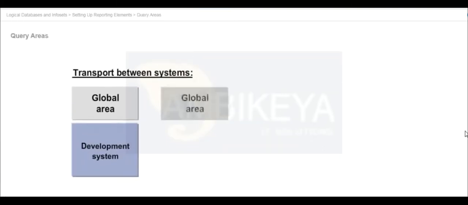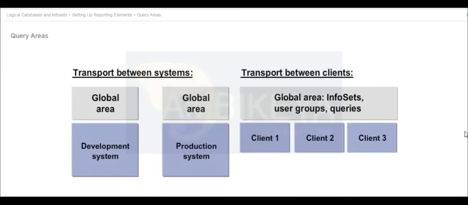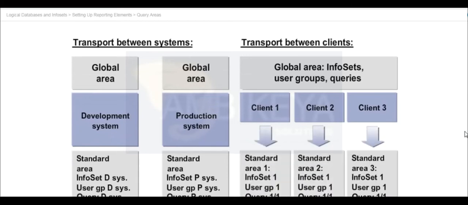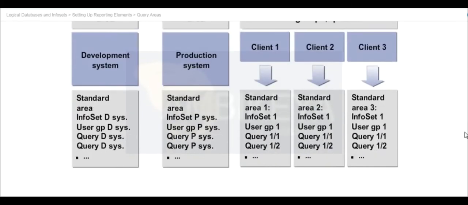Query areas are of two types, standard and global. In the standard query area, all query objects, such as queries, infosets, and user groups, are created and managed per client. The query objects are not linked to the workbench organizer. Therefore, they cannot be entered and transported using the normal correction and transport procedures. This enables the end users to develop queries in their clients that are not intended for system-wide use.